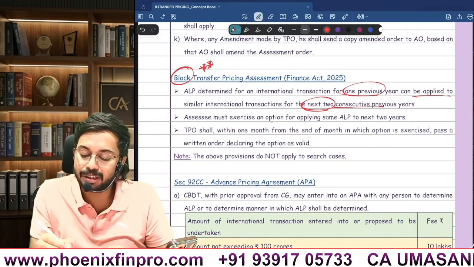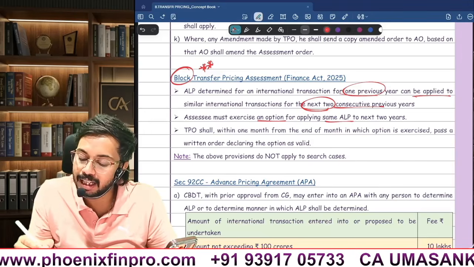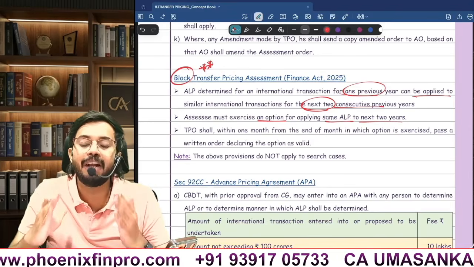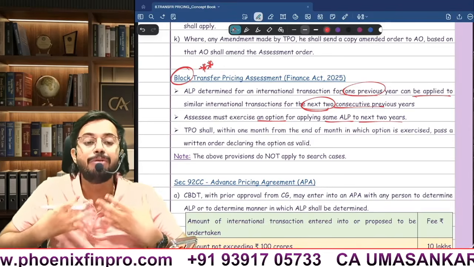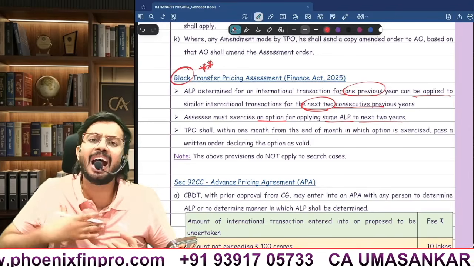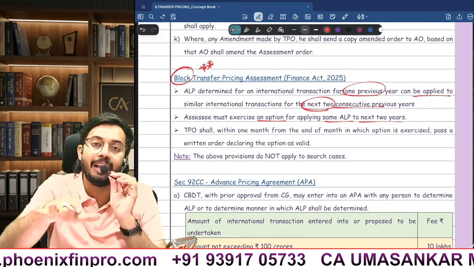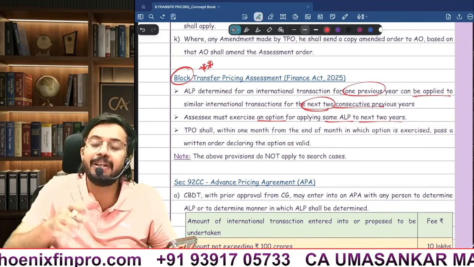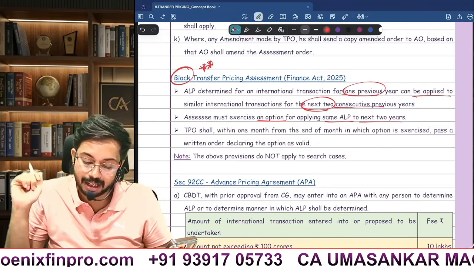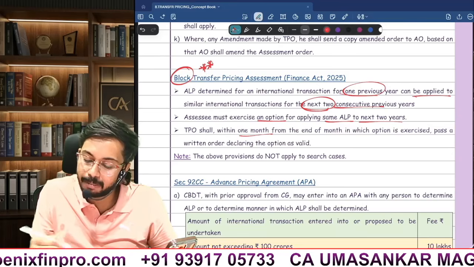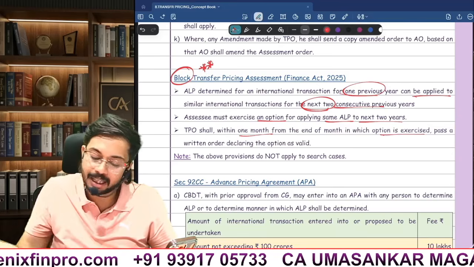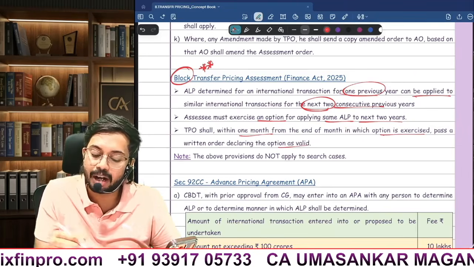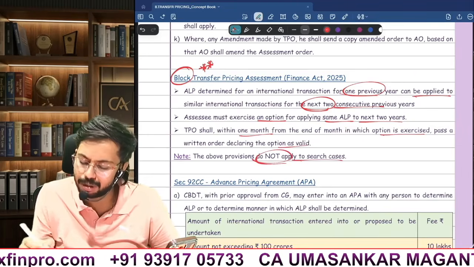But the assessee has to exercise the option of applying the same arm's length price to the next 2 years. See, anything should be done from the assessee's point of view. I have to choose. Okay, I have to apply for block assessment. Then the income tax department will apply 1 year's arm's length price for the next 2 years. Are you able to understand? The TPO shall, within 1 month from the end of the month in which the option is exercised, pass a written order declaring the option is valid. But this block transfer pricing assessment does not apply to search cases.